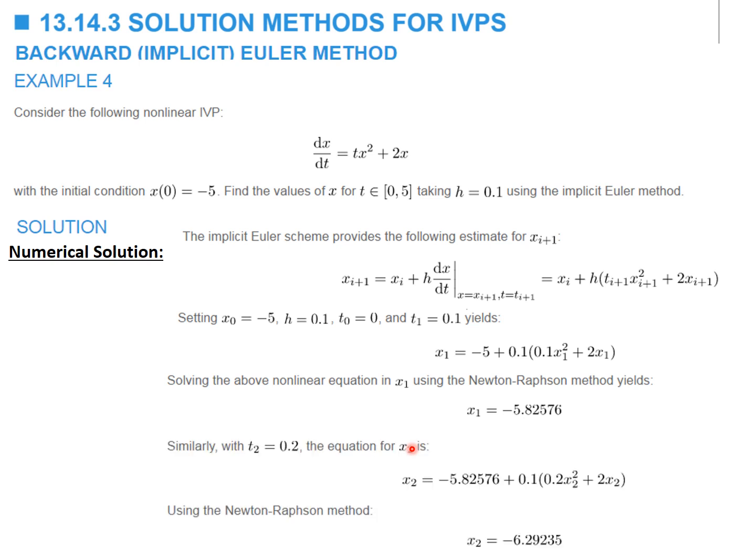Advancing in time, I'm going to try to find the value of x2 at t2. t2 is equal to 0.2. Again, using this equation, the new x is equal to the older x plus h multiplied by the new x squared plus 2 times the new x, will give me this equation. Sorry, x2 is equal to x1 plus h, which is 0.1, times the slope given by this term, 3x2 squared plus 2x2. Again, to solve this, I need to employ the Newton-Raphson method, which will give me this value.